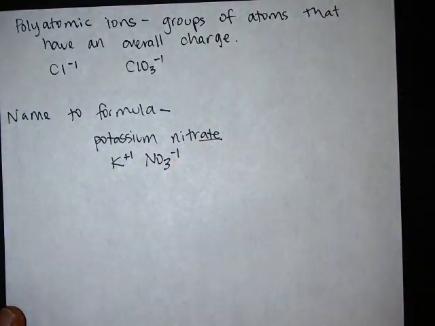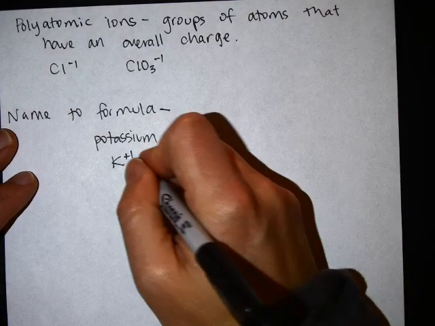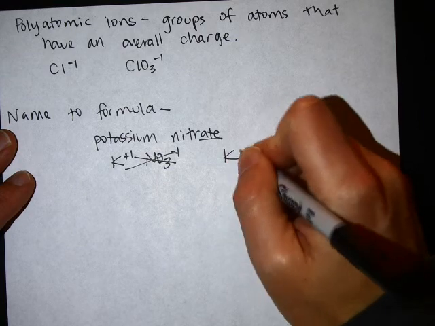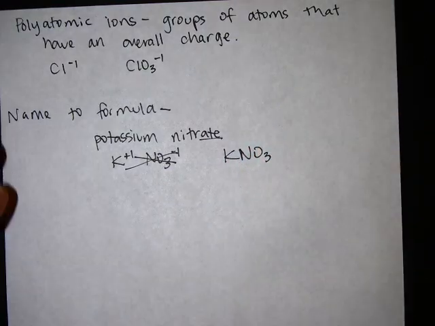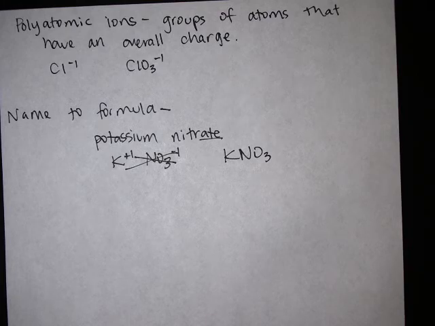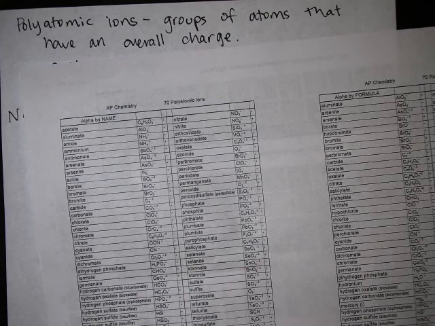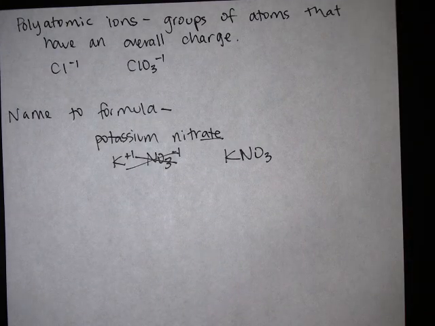The charge will be important for us for crisscrossing. So you write NO3, -1. Obviously, the ones go there, but they're the same, so they just cancel each other out. And the formula is KNO3, potassium nitrate. So the same method as yesterday, the same crisscross method. It's just that you're looking on this document for the ion. It's a polyatomic ion. Okay.